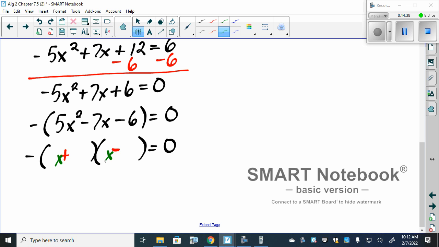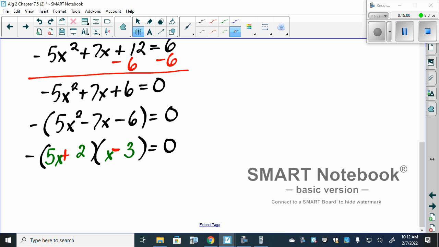Is it the positive or the negative? We'll put it with the positive. Now we need to find the factors of 6, so 1 and 6, or 2 and 3. Try 2 and 3 first. Where do we want to put the 2? 2 and 3. And last but not least, we can check this.